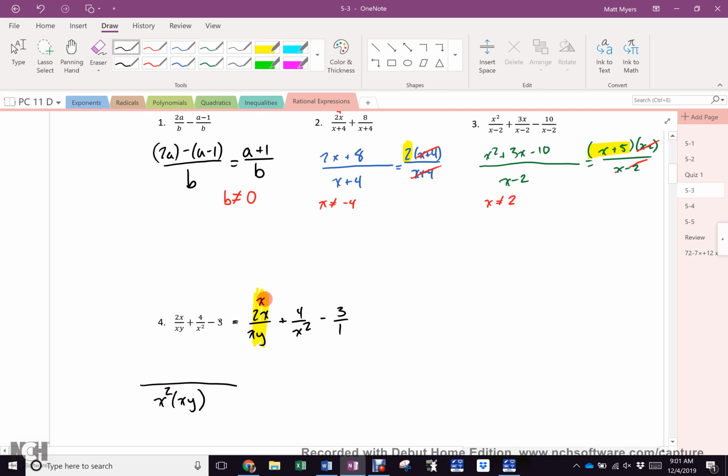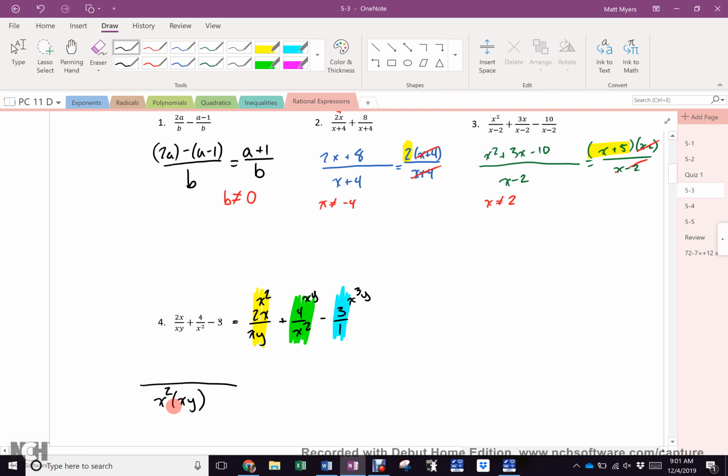So this guy needs x squared. What part of the denominator does this guy have? What's he missing? He's missing the xy, yes? And what part does this guy have? None of it, right? So what does he need? He needs x cubed y, right? Because that's what this would be. Everybody cool?